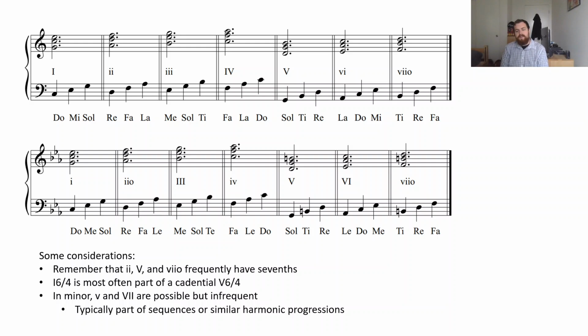We'll go over sevenths in a future lecture. In fact, next week we're going to come back to sevenths. But remember that 2, 5, and 7 very frequently have an extra note to them. Now, remember also that 1 6/4 is kind of a tricky one. 6/4 chords in general are far less common than their root position and their first inversion counterparts, but a 1 6/4 is most often a part of a cadential 6/4. So remember, if we see something like this, where we've got sol, do, mi, that really is acting almost as a double suspension over 5.